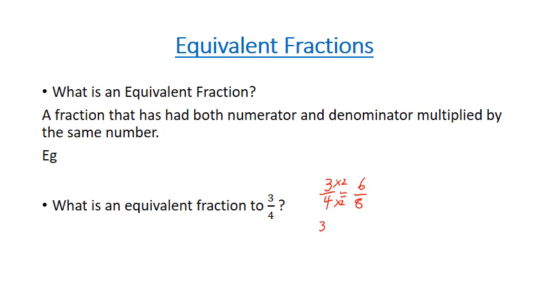Another example, an equivalent fraction to 3/4 would be 12/16, because we've actually multiplied by 4 on both sides. So essentially an equivalent fraction would be the result of multiplying the numerator and the denominator by the same number.